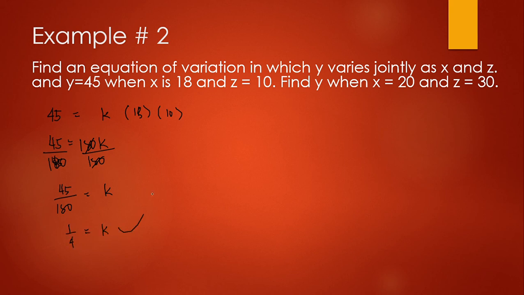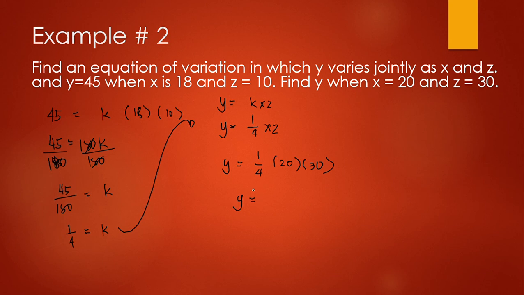So having the value of k, let's write the equation of variation. Again, the formula that we're going to use if we're having joint variation is y is equal to kxz. We obtained the value of k already, so we can have y is equal to 1/4 xz. Next is we have to find the value of y when x is equal to 20 and z is equal to 30. So you have y is equal to 1/4, x is 20, and z is 30.